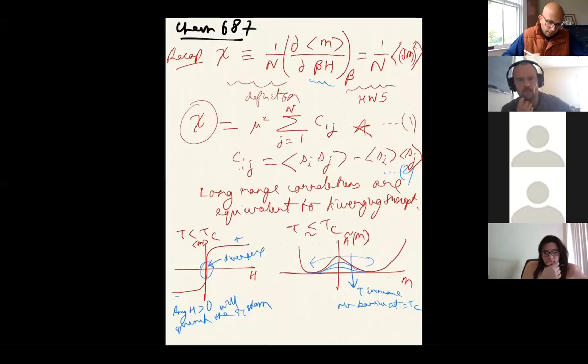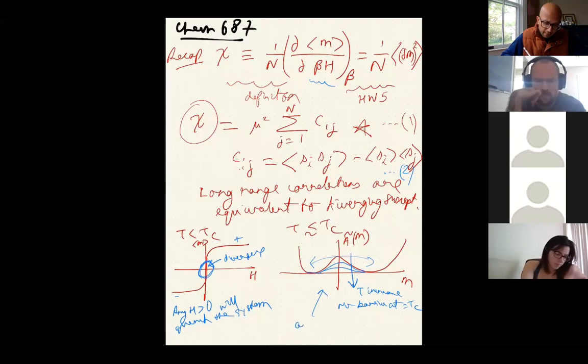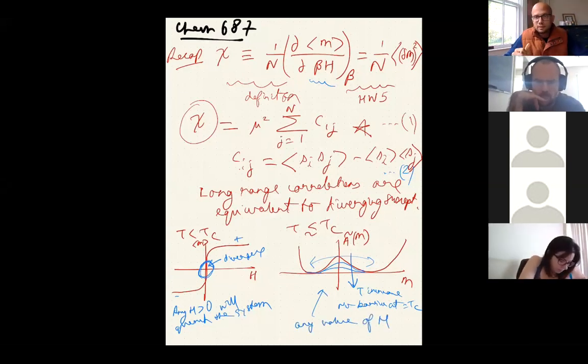So it is only in this regime where you can have long-range correlations. Here, on the other hand, it's funky. For any value of H, things can be correlated with each other. And this is where the system starts to look like a fractal. Things will be correlated at all length scales.